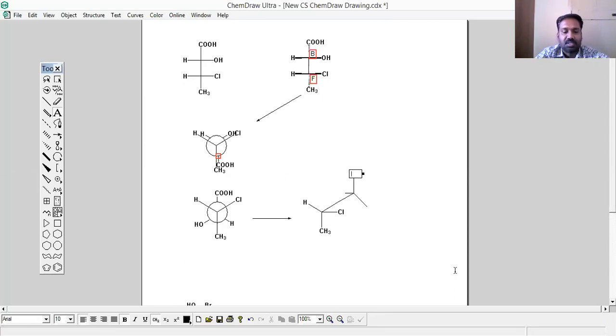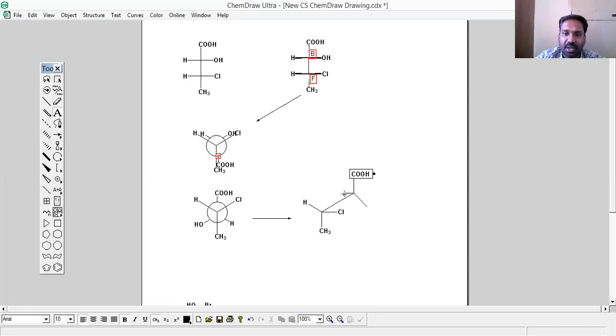COOH. Good, COOH. Why? Because I told you in the staggered conformation, the opposite groups come in the anti-parallel direction in the sawhorse. Is it not? These are the groups in the anti-parallel orientation. The same anti-parallel orientation you should maintain here.